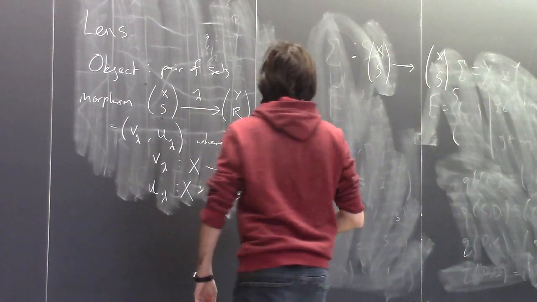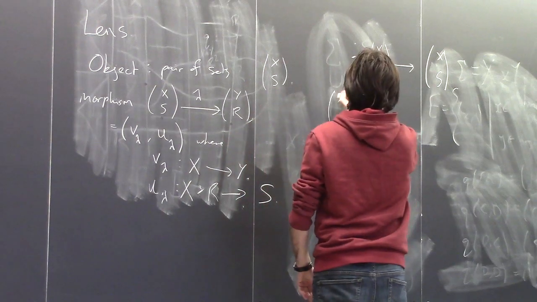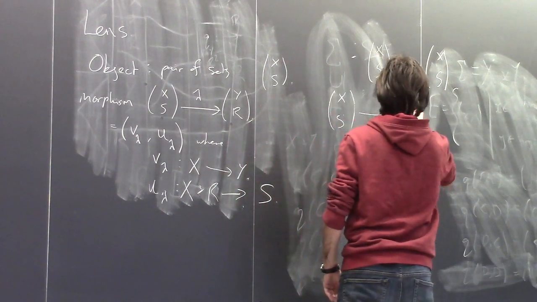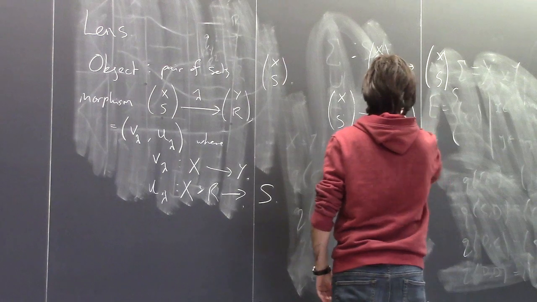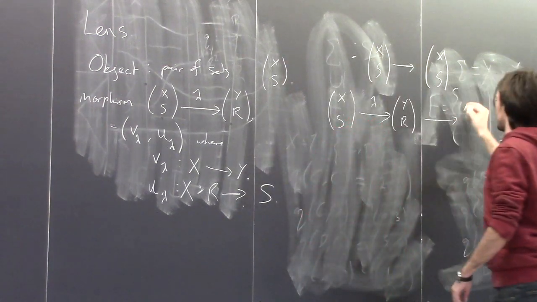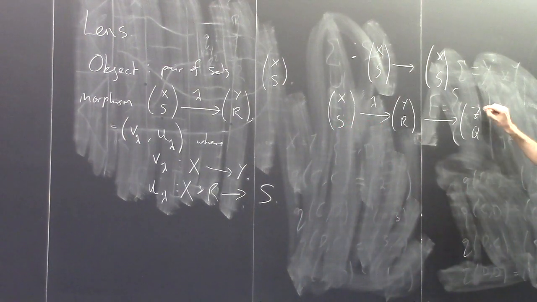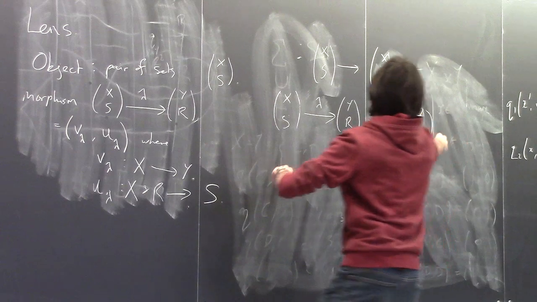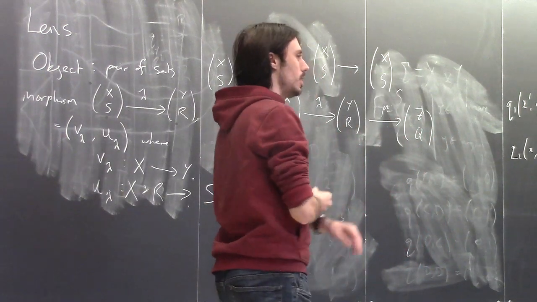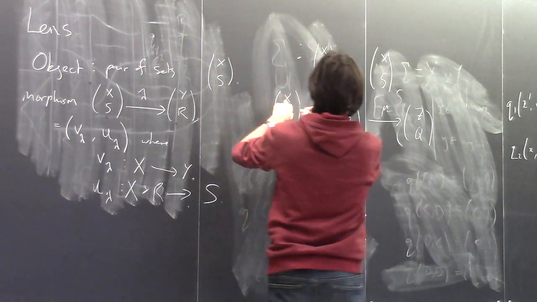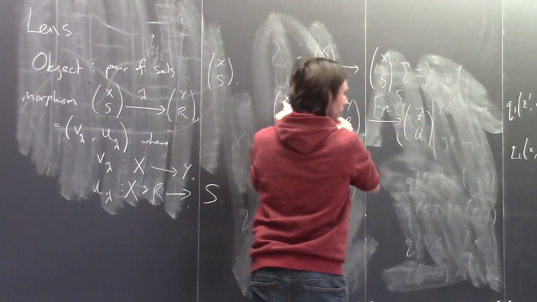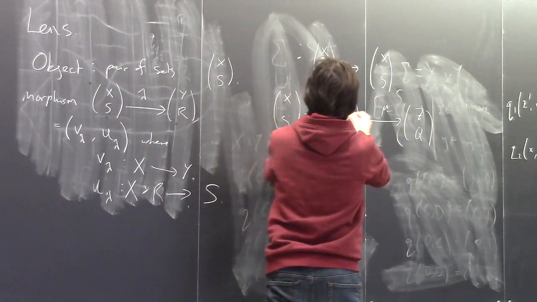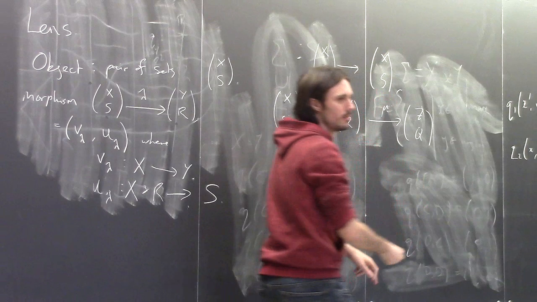Okay, now the fun part. X, S to Y, R, with some lambda, and then to Z, Q, with some mu. How do we compose these? We want to get a lens from X, S to Z, Q. Well, along the top, we need to go from X to Z. Well, we can go from X to Y with V lambda, and we can go from Y to Z with V mu, so we go from X to Z.